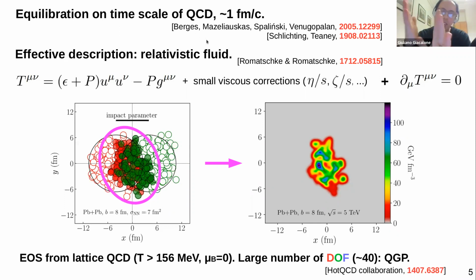So what you have is a system as big as a nucleus, with length scales of order 10 Fermi, but you can describe it effectively with macroscopic concepts like energy density, pressure, velocity fields, and so on.